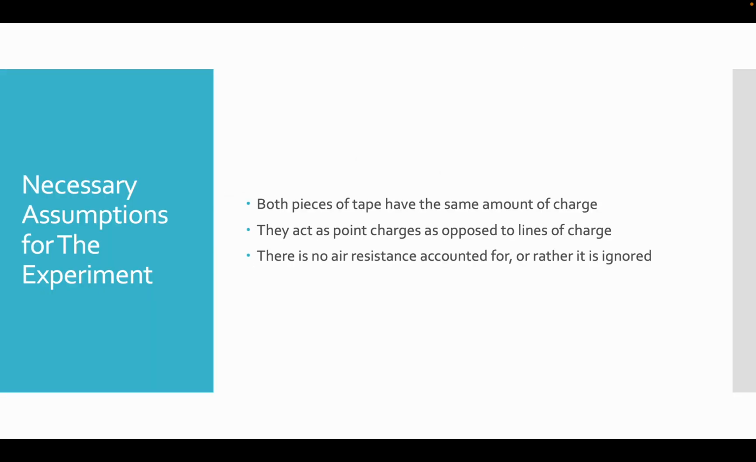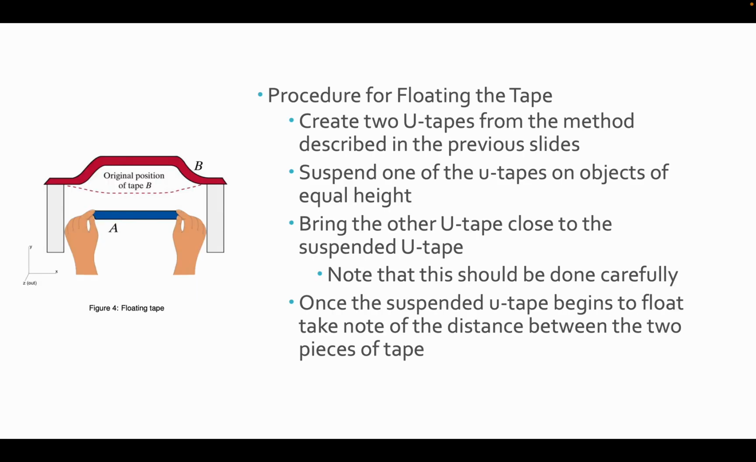And a couple of the necessary assumptions we need to make for the experiment is that both pieces of tape have the same amount of charge, and they act as point charges as opposed to lines of charge, and there's no air resistance to be accounted for, or rather we're choosing to ignore it. And so the procedure for floating the tape is creating 2 U-tapes in the same method described in the previous slides, and then we suspend one of the tapes on objects of equal height, bringing the other tape close to the suspended U-tape until it just barely levitates, and then noting that distance.